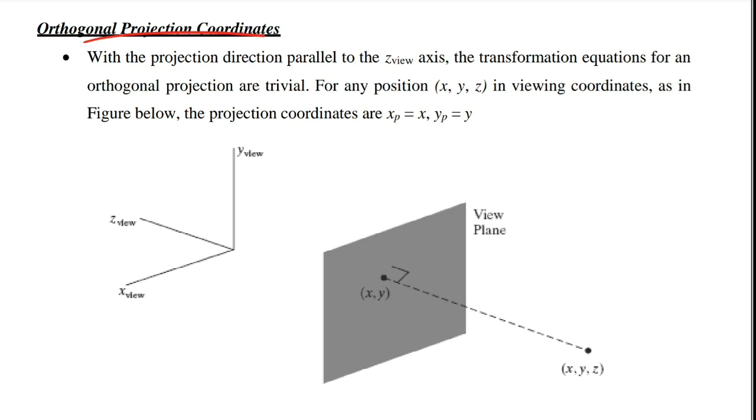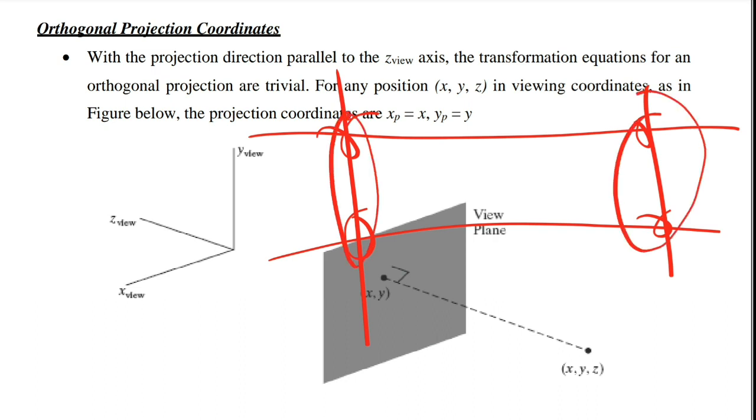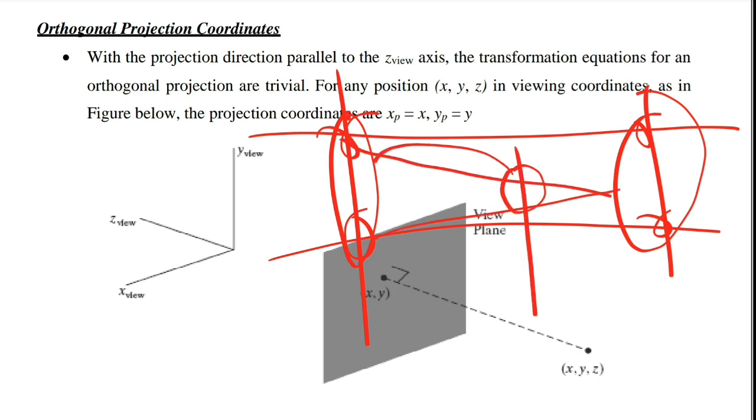And for orthogonal projection coordinates, there is no point in having the transformation things, because the values are trivial. Values are trivial means if you have 2 parallel lines, here the distance will be the same between these 2 points, and here also the distance will be the same between these 2 points. So there is no point in considering the transformation equation, because both will be the same. So why would you need to transform the object? But in perspective it will change, right?